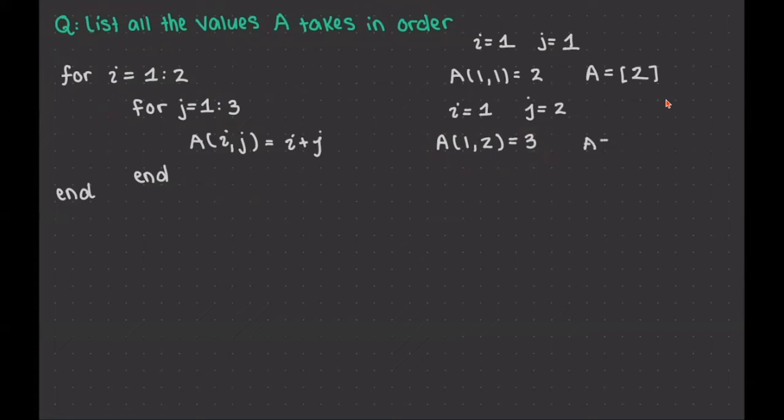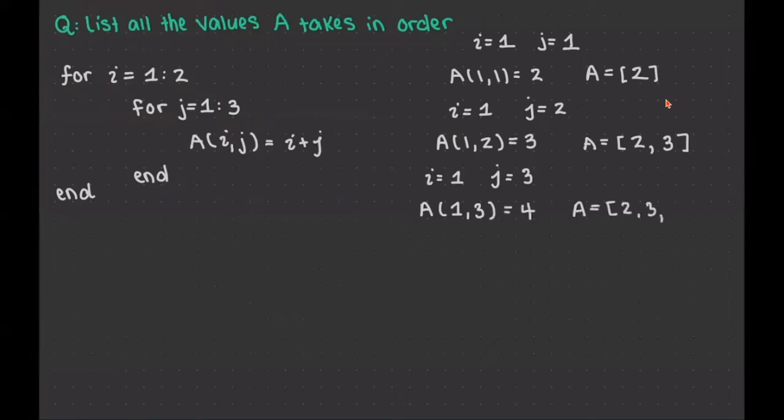So what is A equal to? Remember, the 1 comma 1 position is 2, and the 1 comma 2 position is 3. So A looks like this vector 2 comma 3. Now we update J to be equal to 3. Remember, I is still 1. So I equals 1, J equals 3. So now A of 1 comma 3 is equal to I plus J, so 4. And again, A is equal to 2 comma 3 comma 4.